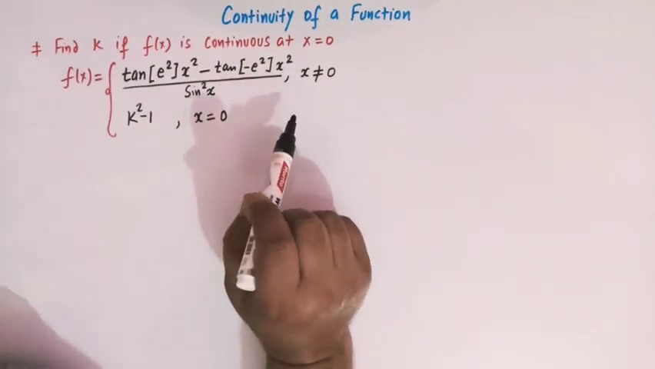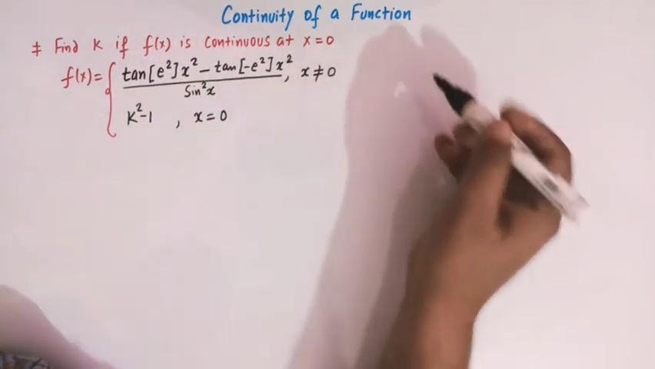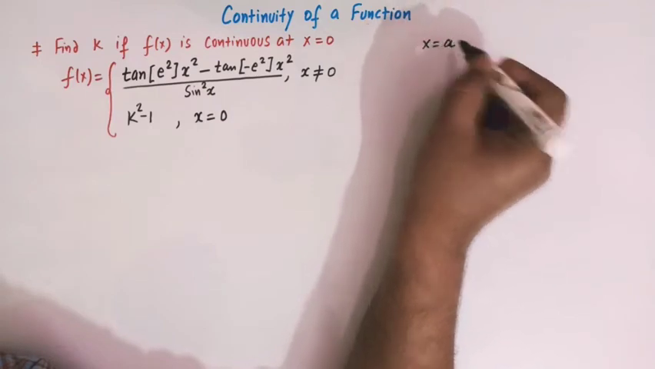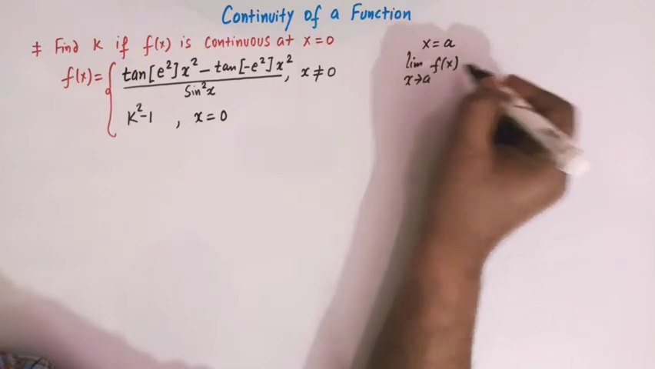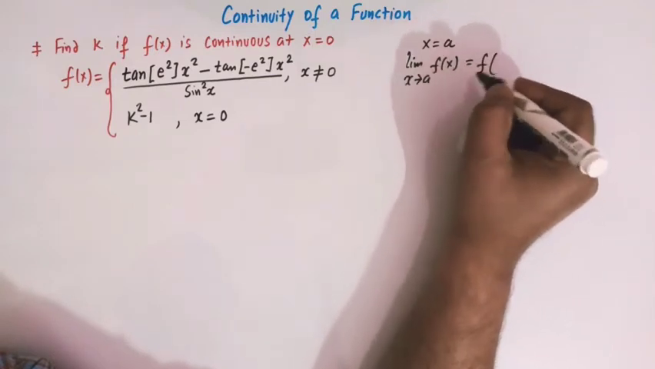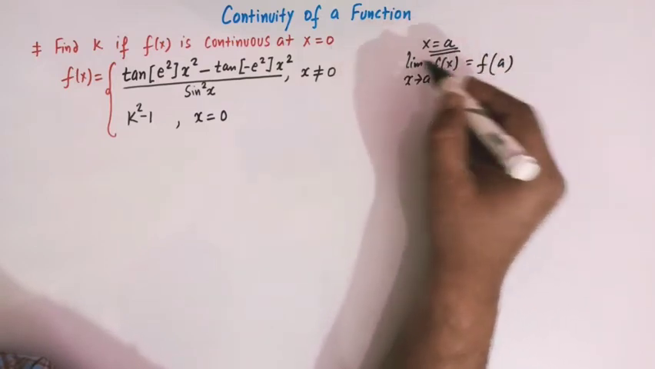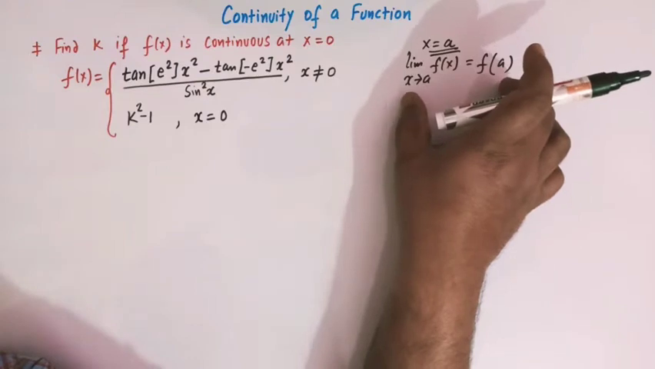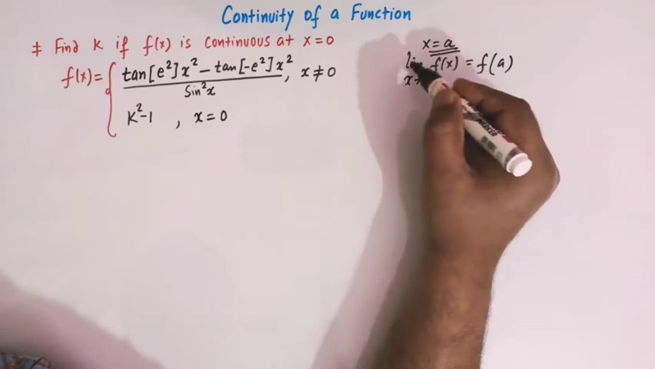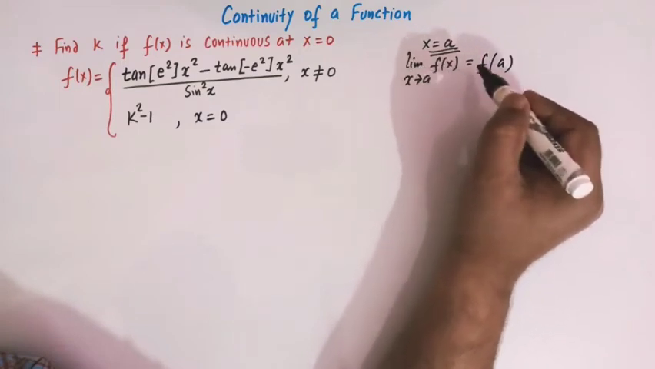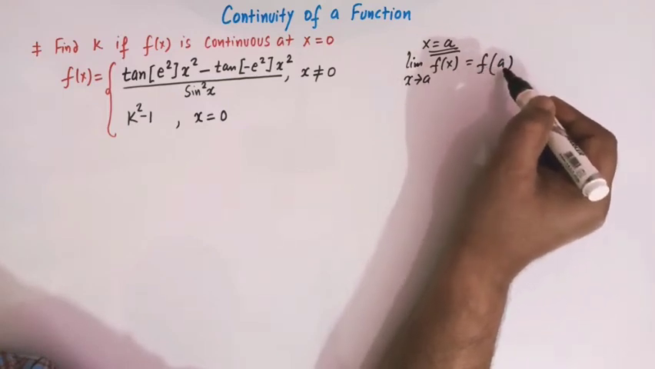Now from differential calculus we know that a function f of x is said to be continuous at some point x equal to a if the limit x tends to a of f of x is equal to the value of the function at that particular point. So this is the definition of the continuous function. A function is said to be continuous at x equal to a if limit x tends to a f of x is equal to the value of the function at that particular point.